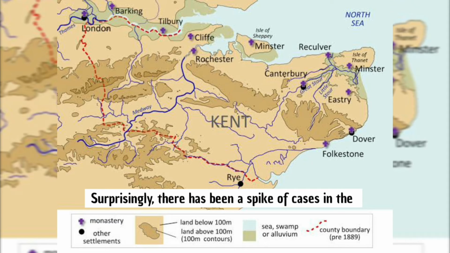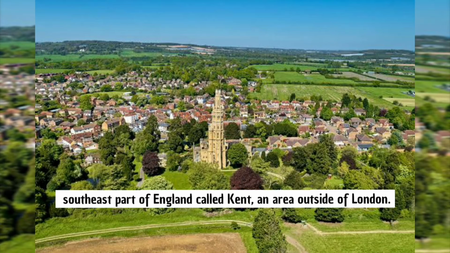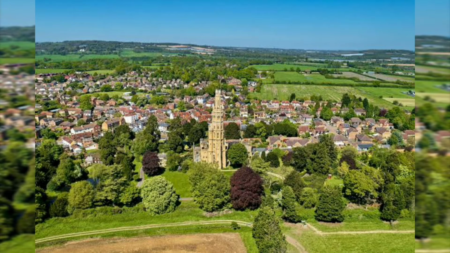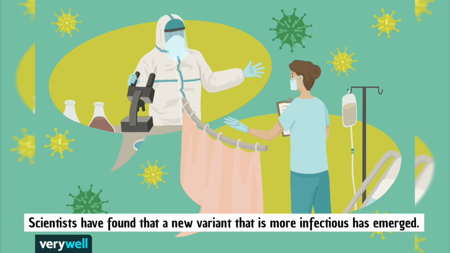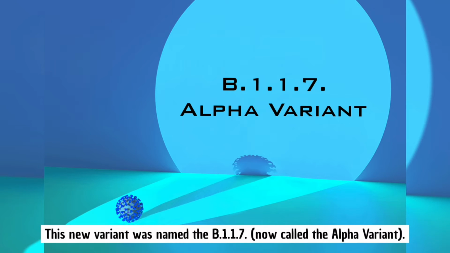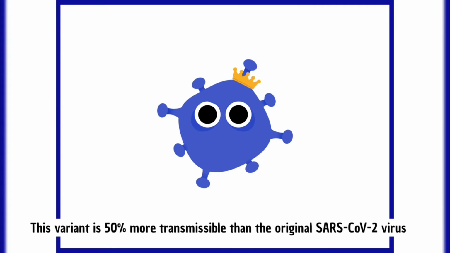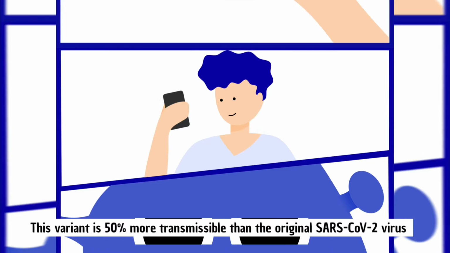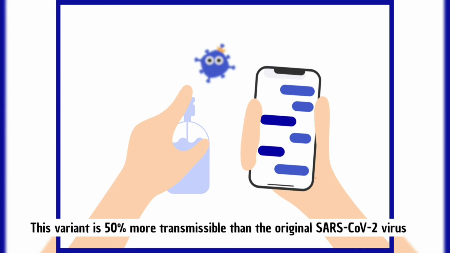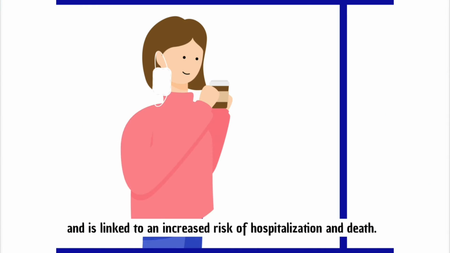Surprisingly, there has been a spike of cases in the southeast part of England called Kent, an area outside of London. Scientists have found that a new variant that is more infectious has emerged. This new variant was named the B.1.1.7, now called the Alpha variant. This variant is 50% more transmissible than the original SARS-CoV-2 virus and is linked to an increased risk of hospitalization and death.